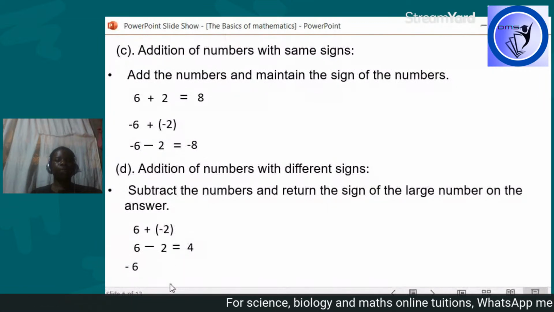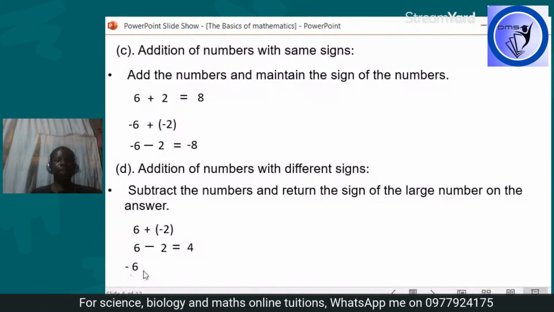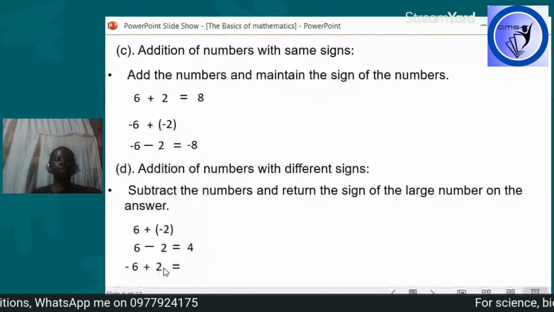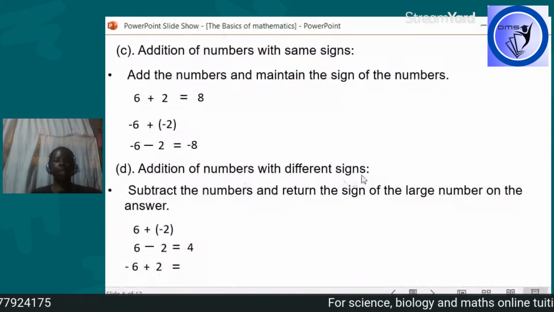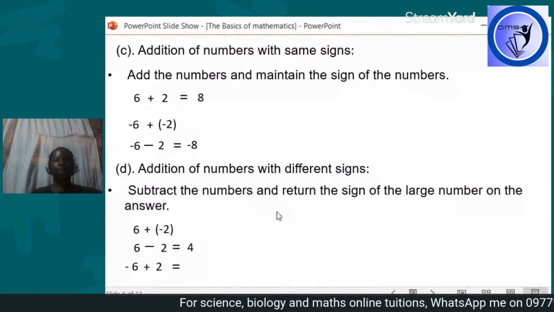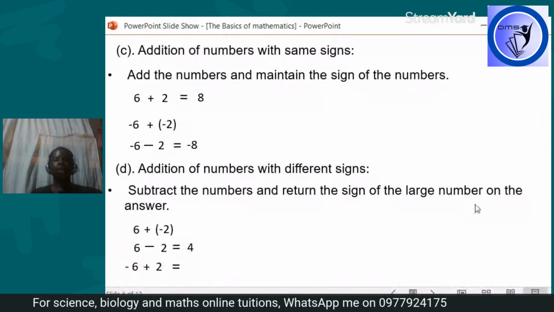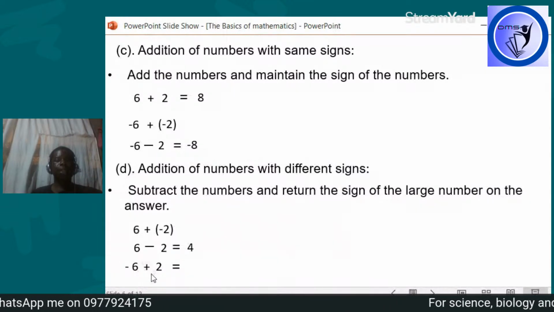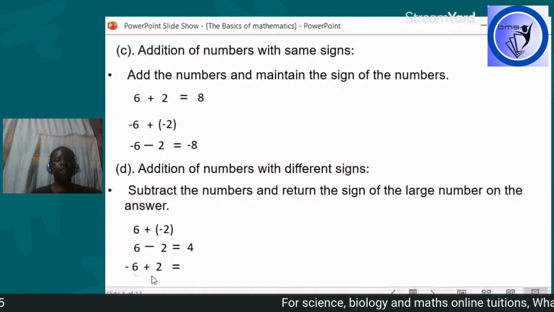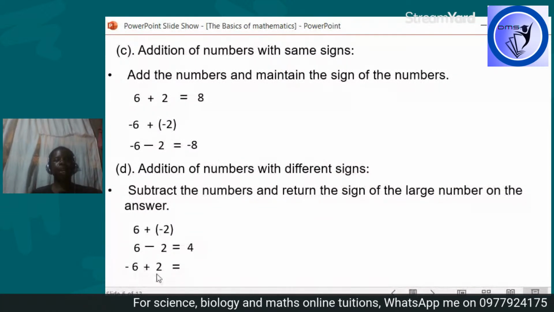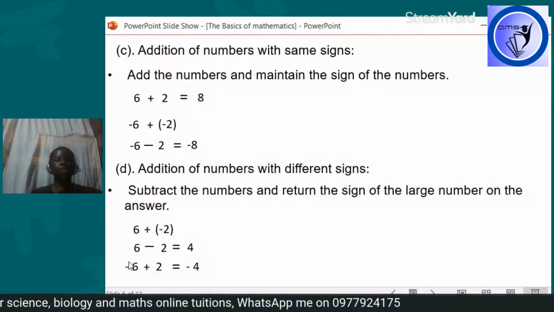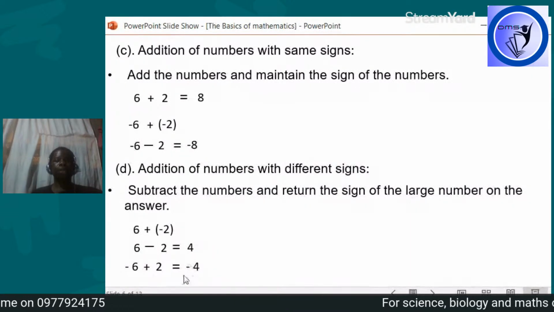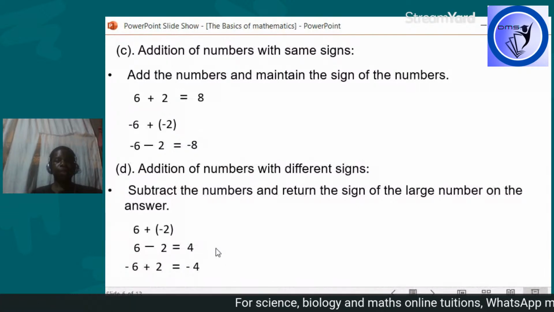Okay, let's say now we have -6 that we are adding with the positive 2. What do we do? The same follows. We are told addition of numbers with different signs: subtract the numbers and return the sign of the large number on the answer. So here you are subtracting, even if there's addition here, as long as they have different signs, subtract. Just tell yourself 6 minus 2, you get a 4. Now, since 6 is the large number, it gets the sign and gives it to the answer. So 6 is negative, the answer should be negative. These are the basics you need to understand.